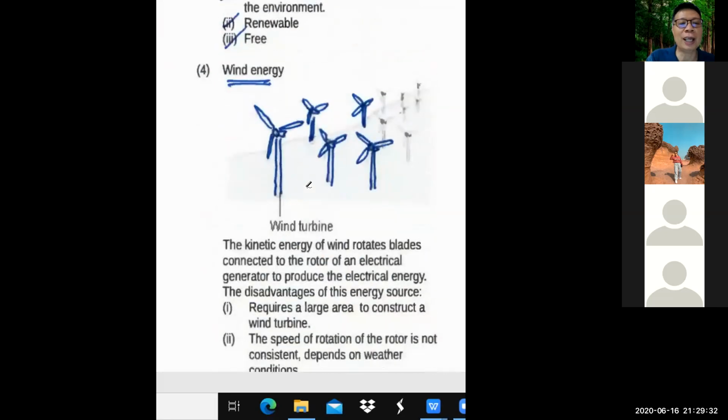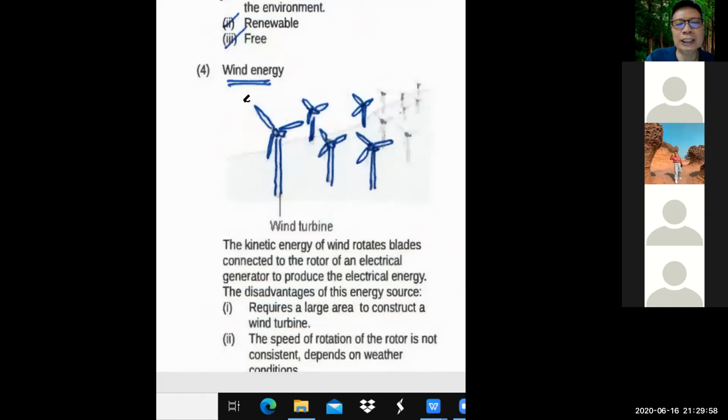Okay, number 4, wind energy. This one uses the wind, right? Wind rotates the turbines of the windmill. Actually, this is a generator here. On top here is a generator. So when wind blows, this thing will rotate, so the generator starts and it will generate current. The current comes down, and all the current is sent to a place.